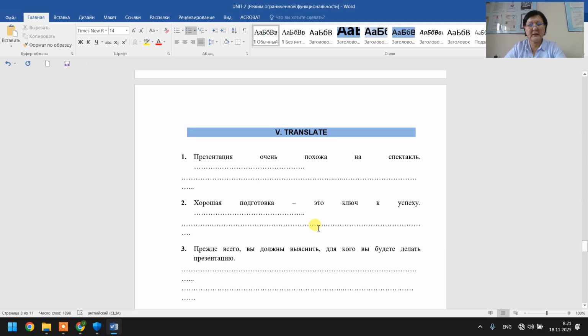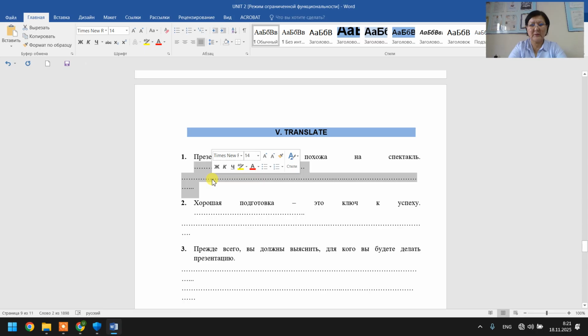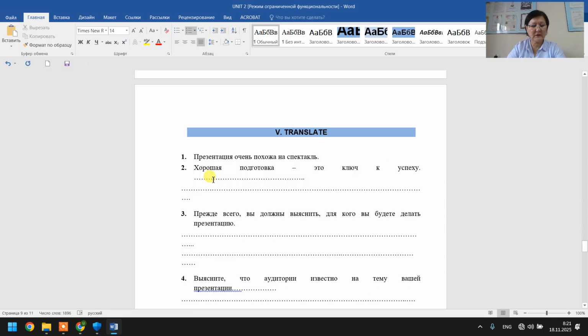And the next exercise which you are going to do: we have to translate it into English. Now, with the first statement, I will help you, and then the rest we should do ourselves. "Презентация очень похожа на спектакль." This statement is given in the text, and how do we do it?